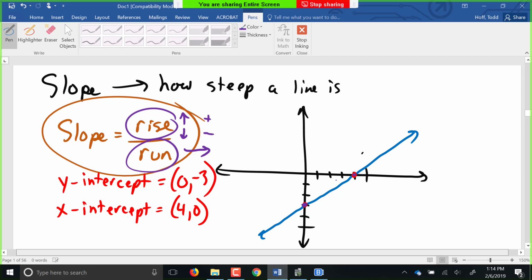To get to the second point, we have to rise up 1, 2, 3. So that's up, so it's plus 3. And we have to run how far? 1, 2, 3, 4. So that is a rise of 3, positive 3 over a run of 4. That's a slope of 3/4.